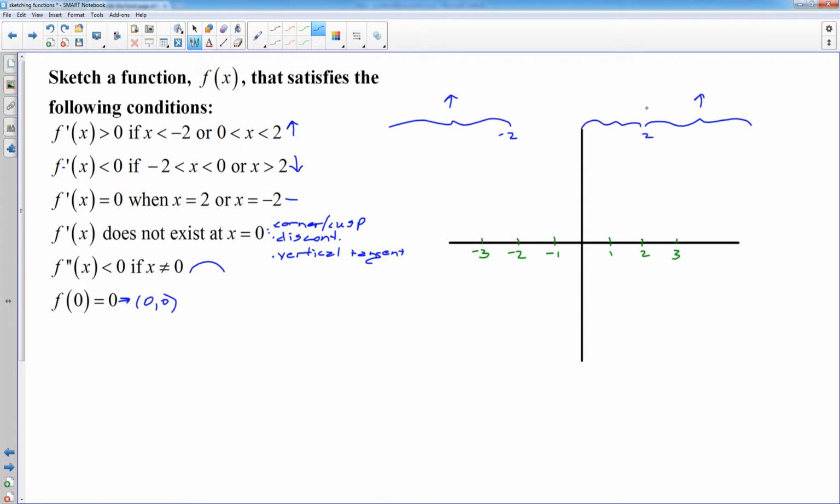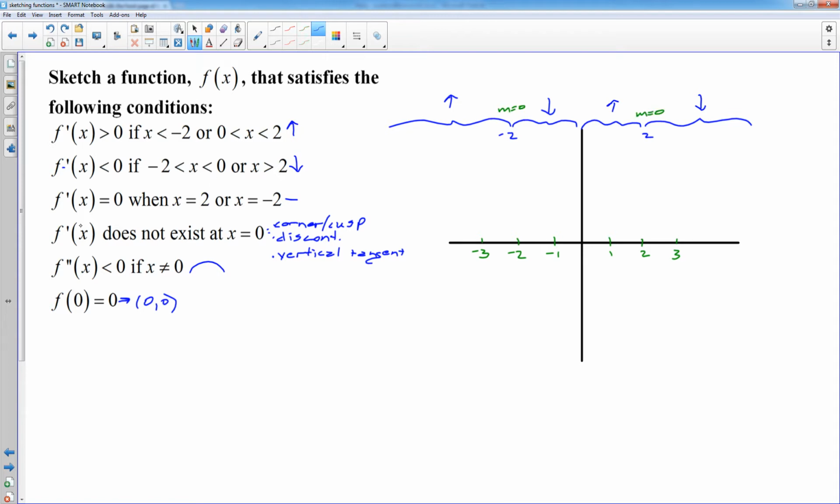It's from 0 to 2, so I need to move that over here. So from 0 to 2, my function increases, and then from -2 to 0, my derivative was negative, my function will decrease, and then we decrease again when x is larger than 2. We do have 0 slopes at -2 and 2, so I'm going to make a little note that I have a 0 slope here and a 0 slope here.